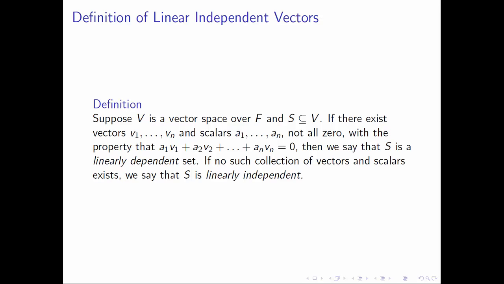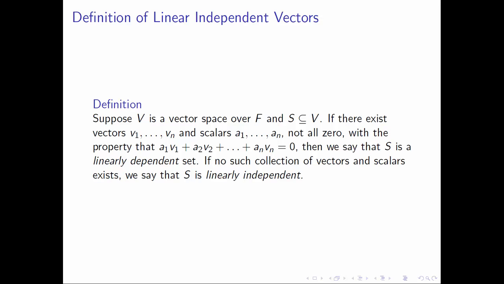But let's suppose that V is a vector space over the field F, and let S be a subset of V. If there exist vectors v1 through vn, where n is some natural number, and scalars a1 through an, where not every single one of those a sub i's is 0, and if we happen to have the property that a1 v1 plus a2 v2 and so on and so forth plus a sub n v sub n is equal to 0, then we say that the set S is a linearly dependent set.